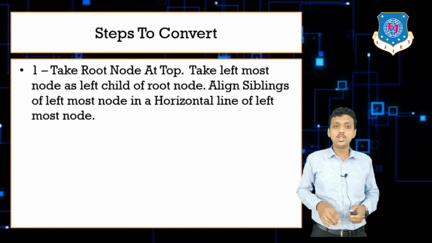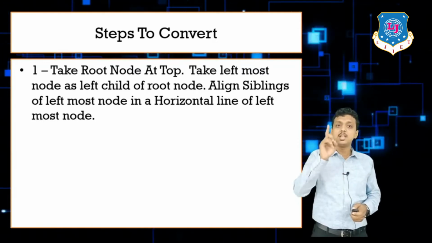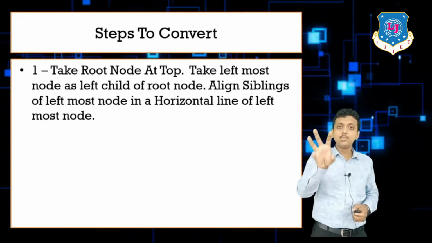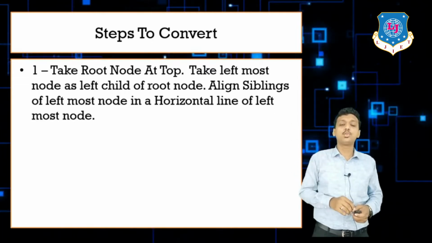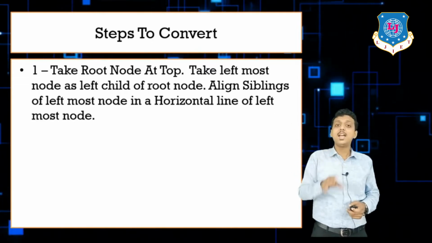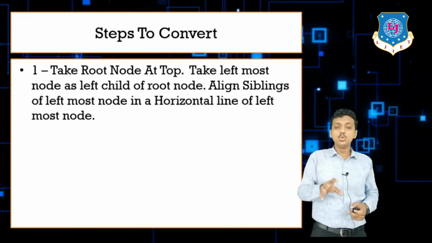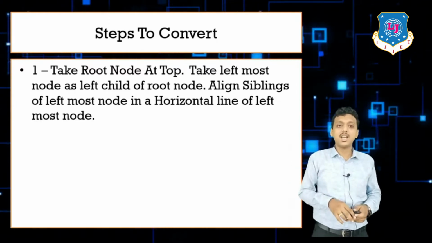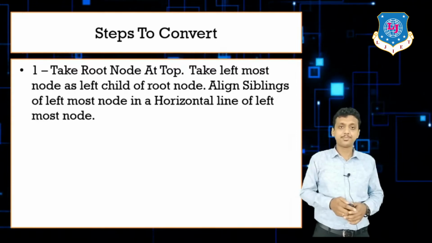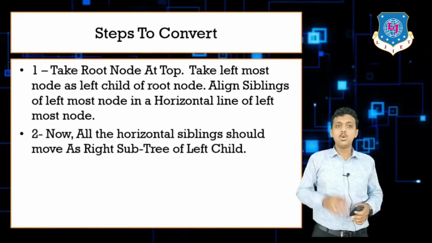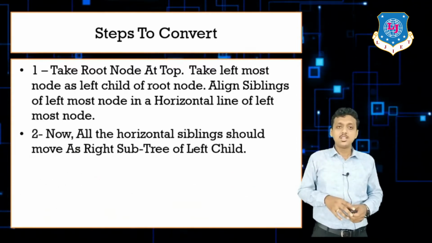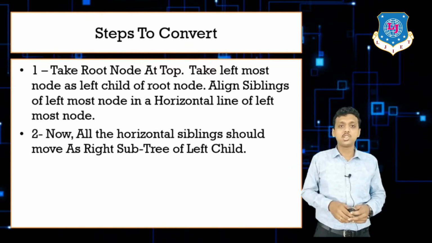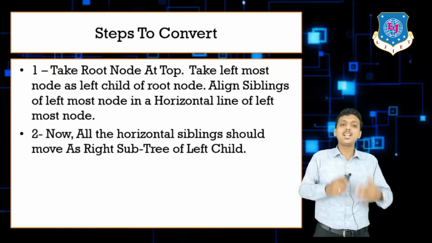So what you need to do in step number 1 is just keep the root node as it is, then keep the leftmost child of the root node as it is, and then arrange the siblings in a horizontal way on the right side of the left child. Now step number 2 is to arrange all the horizontal siblings on the right subtree of the left child. Now let's see how.